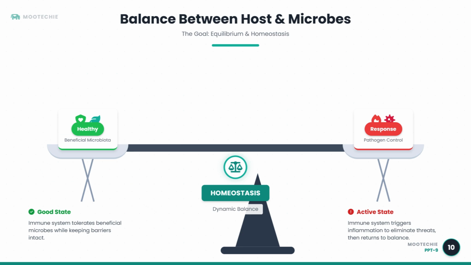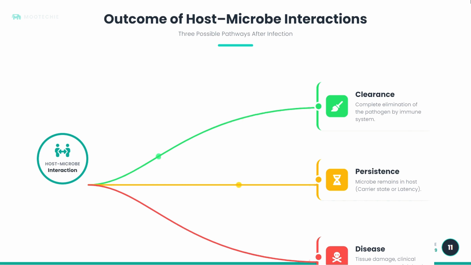Let us look at the possible outcomes of a host-microbe interaction after an infection. There are three main pathways. The first is clearance, where the immune system successfully and completely eliminates the pathogen from the body. The second is persistence. Here the microbe is not cleared but remains in the host, sometimes in a dormant or carrier state without causing immediate illness, a phenomenon known as latency. The third and undesirable outcome is disease. This is when the interaction leads to significant tissue damage and clinical symptoms of illness.